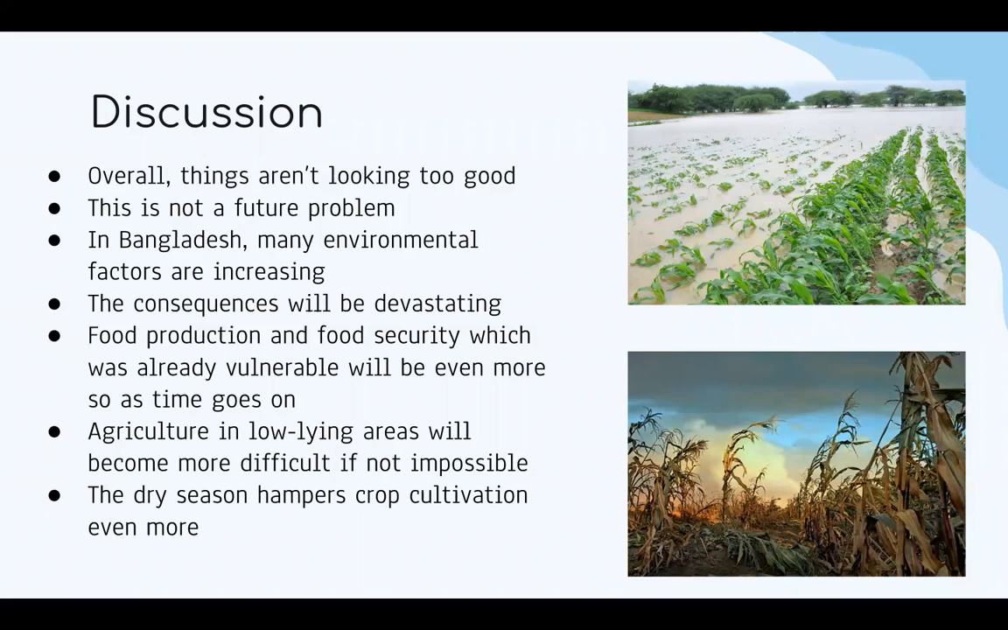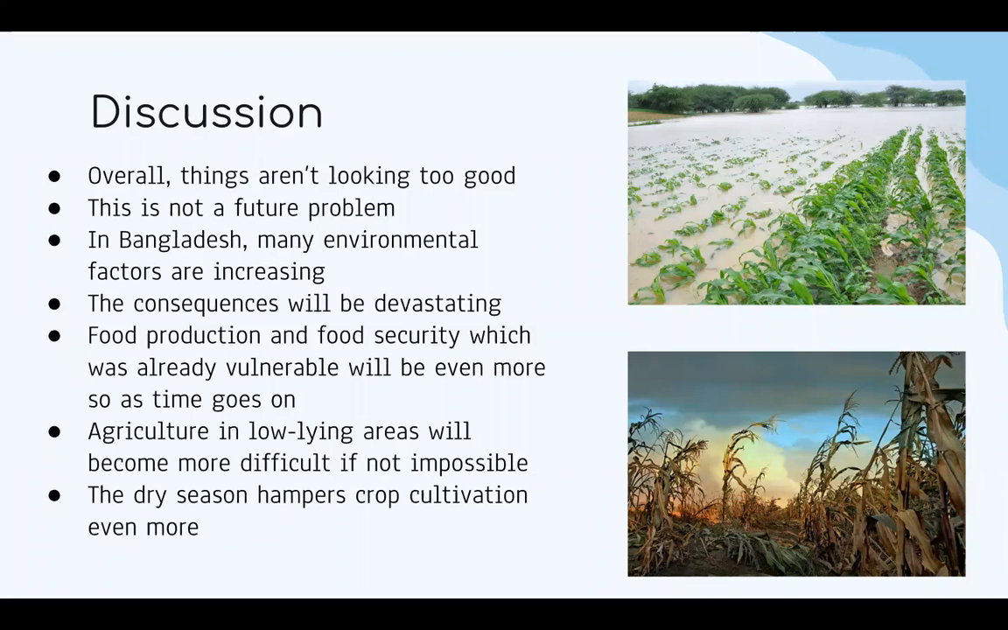But this is not just the case. Devastating consequences will also be seen for national people as well, not just people living on the coast. Food production and food security, which was already vulnerable for these people, will be even more so as time goes on. They've had a hard time struggling with food security specifically for probably around a century, and in this coming century, it will probably become even worse.